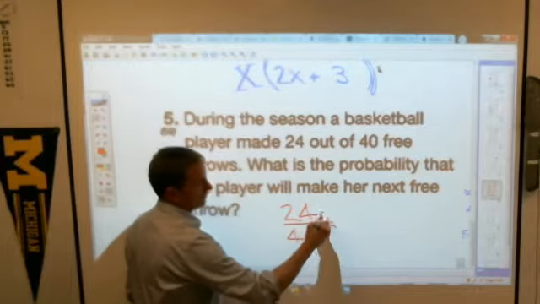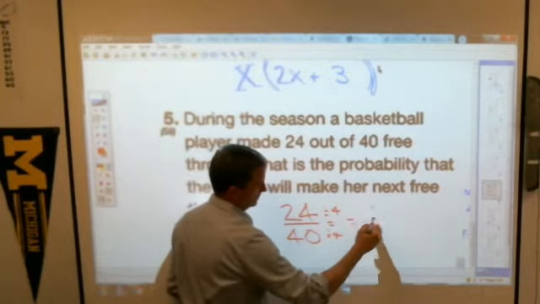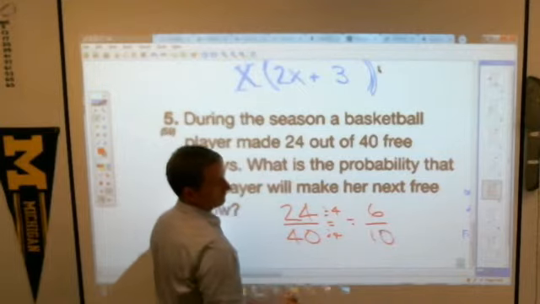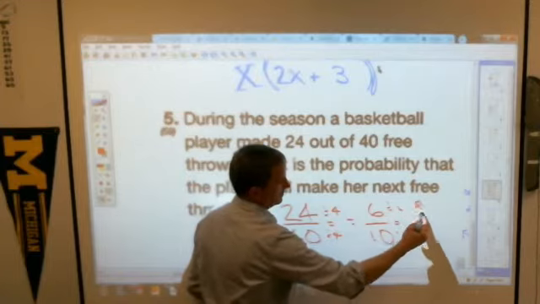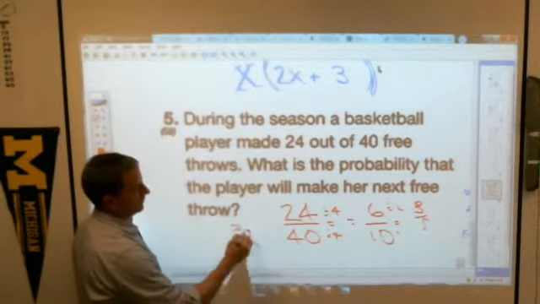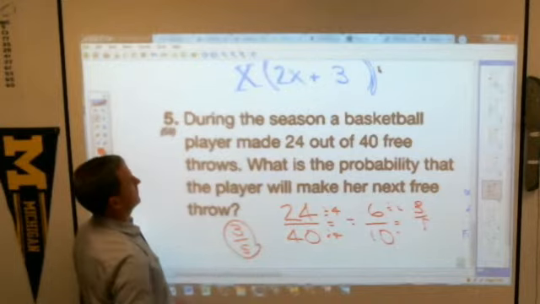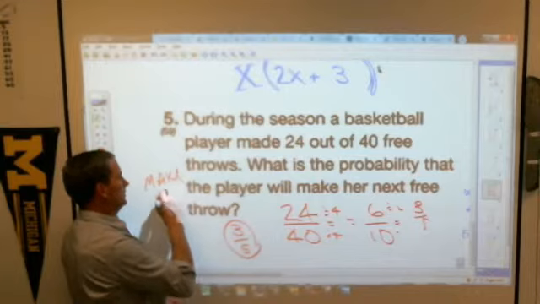What number goes into those? Well, let's try dividing them by 4. Oh, look, we get 6 over 10. Cut them both in half again. You get 3/5 is your probability. He should be making 3 out of 5. Number 5, I would just say make a fraction and reduce.